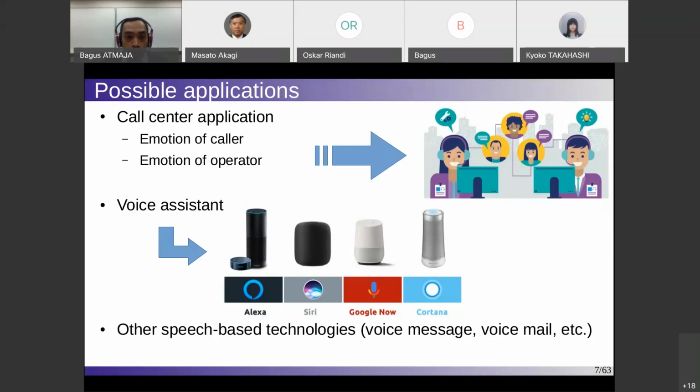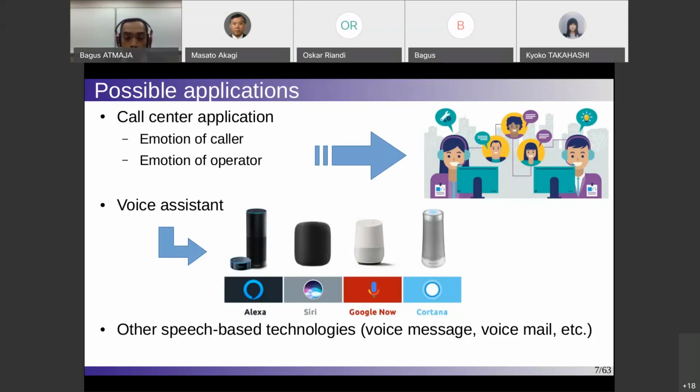call center applications, the other target is voice assistants. Nowadays, we use Alexa, Siri, Google Now, and Cortana, and these devices can recognize our speech well, but maybe only some are now trying to obtain the emotion from the user. I think that Amazon Alexa is now trying to make their device able to recognize emotion.